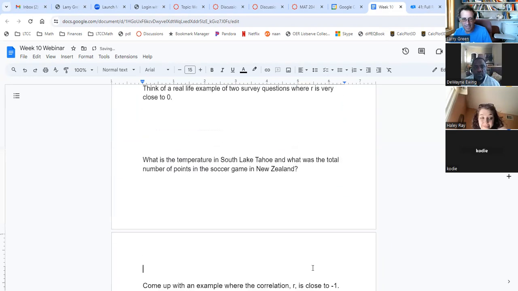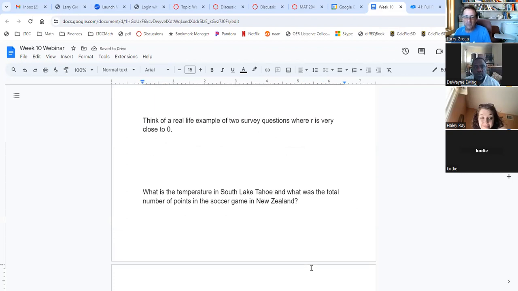So let's suppose we have the question, what's the temperature right now in South Lake Tahoe? And the second question is, what was the total number of points in the soccer game at the biggest high school in New Zealand? Do you think they have anything to do with each other? The temperature in South Lake Tahoe, California, and the number of points that soccer players are scoring in New Zealand?